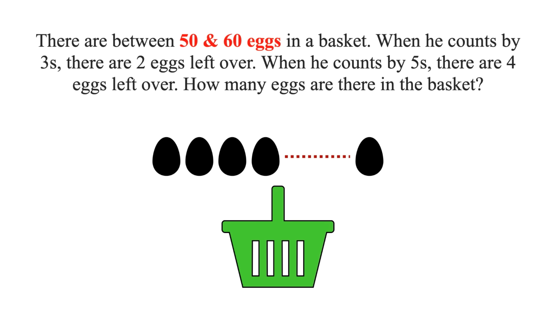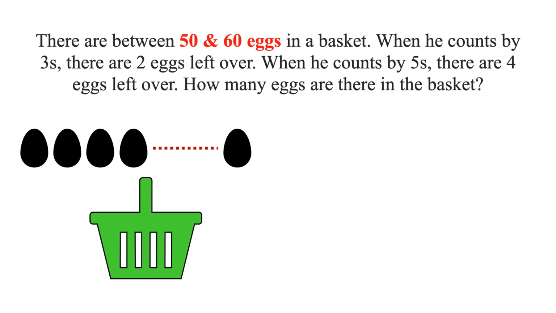There are between 50 and 60 eggs in a basket. When he counts by threes, there are 2 eggs left over. When he counts by fives, there are 4 eggs left over. How many eggs are there in the basket?